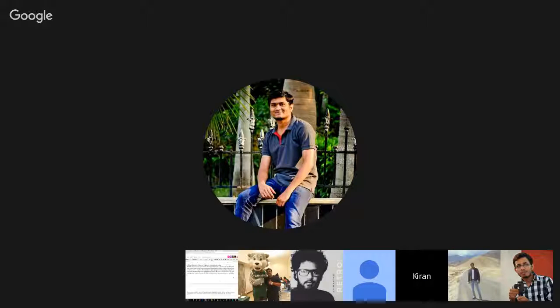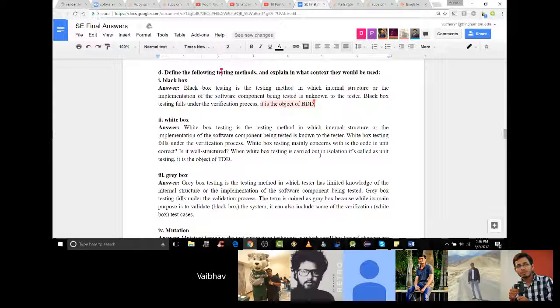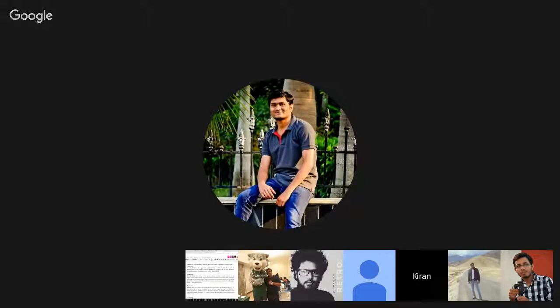So D first, BDD acceptance testing. Like I said, I didn't mention that black box is a part of BDD. So I mentioned black box testing right there. D second, white box is verification and what it does, and it is part of TDD. It's all there in my answer if you see it.